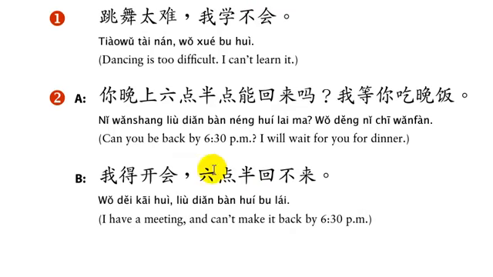Okay, here's another example. So here, can you be back by 6:30 p.m.? I will wait for you for dinner. Okay, 你晚上6点半能回来吗？我等你吃完饭. This 点 is a typo. This shouldn't be there, so just ignore this 点 right here. And then the answer, 我得开会, right? I have a meeting. 6点半回不来, right? So 回来 is to return, but you put this 不 in there. 回不来, it means I can't make it back by then.